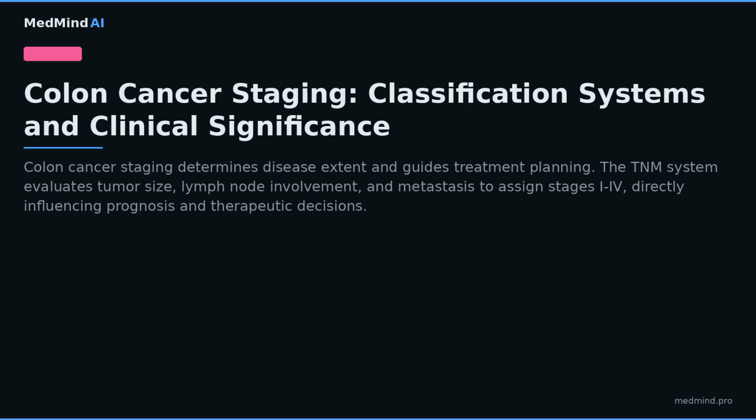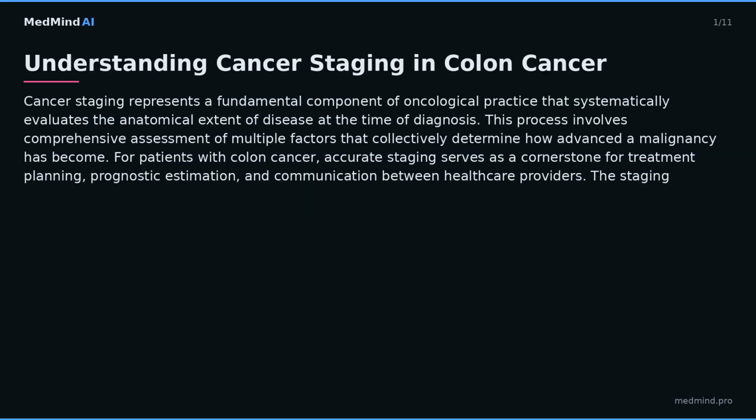Colon cancer staging, classification systems and clinical significance. Colon cancer staging determines disease extent and guides treatment planning. The TNM system evaluates tumor size, lymph node involvement, and metastasis to assign stages 1 to 4, directly influencing prognosis and therapeutic decisions. Understanding cancer staging in colon cancer.